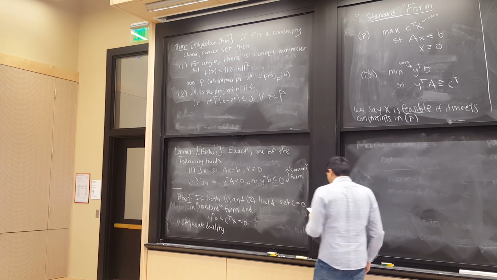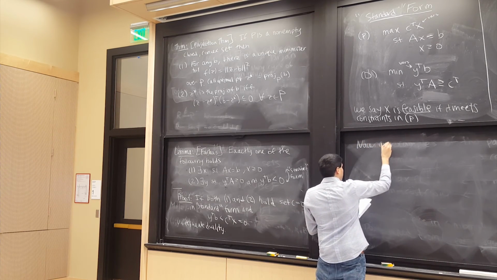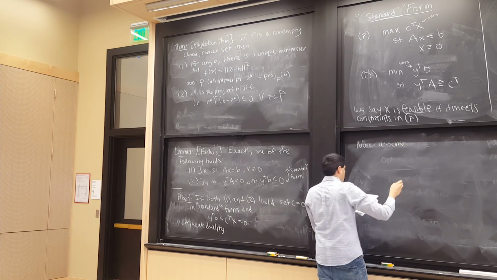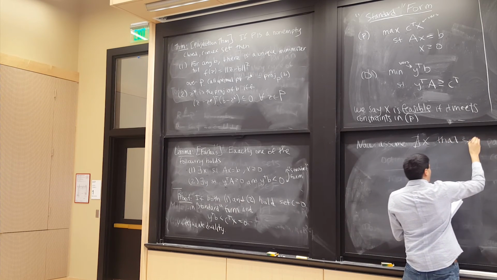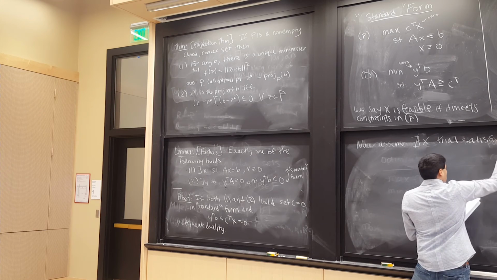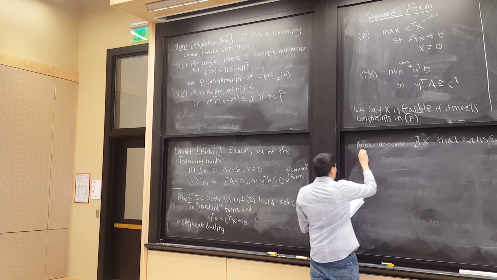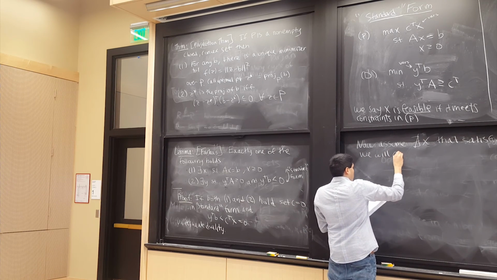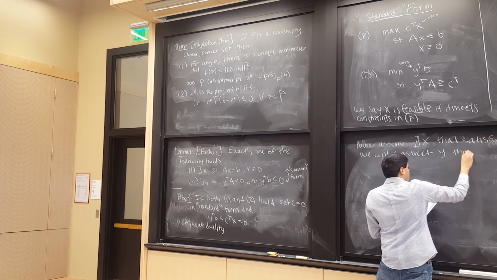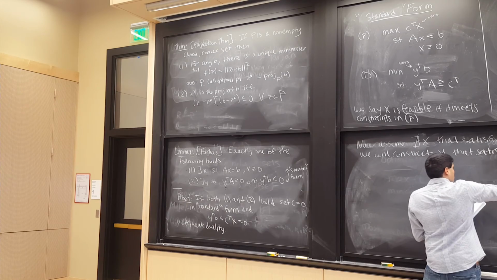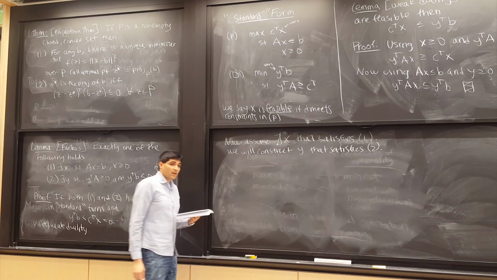So let's prove it. Now the bulk of the proof is really this: we're going to assume there is no X that satisfies 1, and we're going to use that to construct a Y that satisfies 2. So let's do that. This is our game plan.